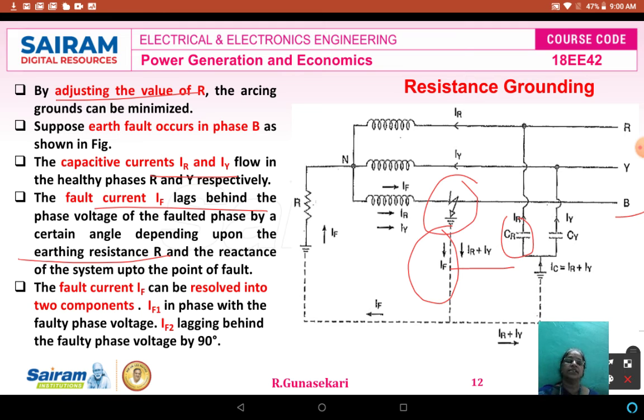That means it also depends on the reactance of the system up to the fault point. The fault current IF, as I already told, can be resolved into two components. One is IF1, another is IF2. IF1 is in phase with the faulty phase voltage. The other one, IF2, lags behind the faulted phase voltage by 90 degrees.